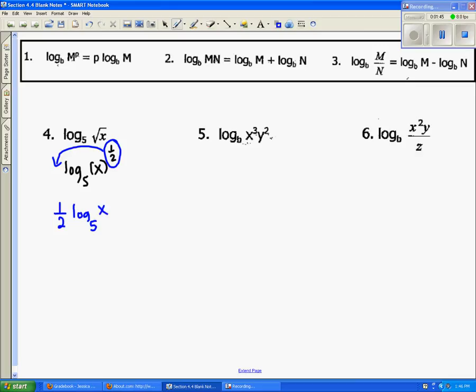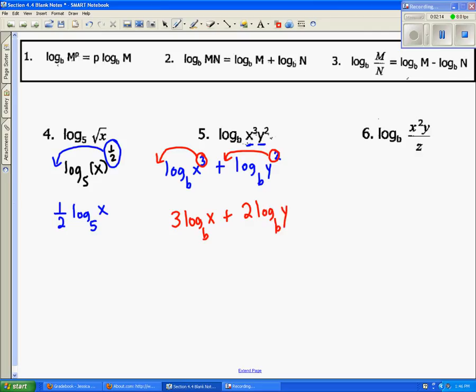This next one, the first thing I want to do on number 5 is this is multiplication. So I'm going to rewrite it log base b of x to the third plus, because it's multiplication, log base b of y squared. Now I can also use my exponent property and bring those powers out front, so I can get 3 log base b of x plus 2 log base b of y.